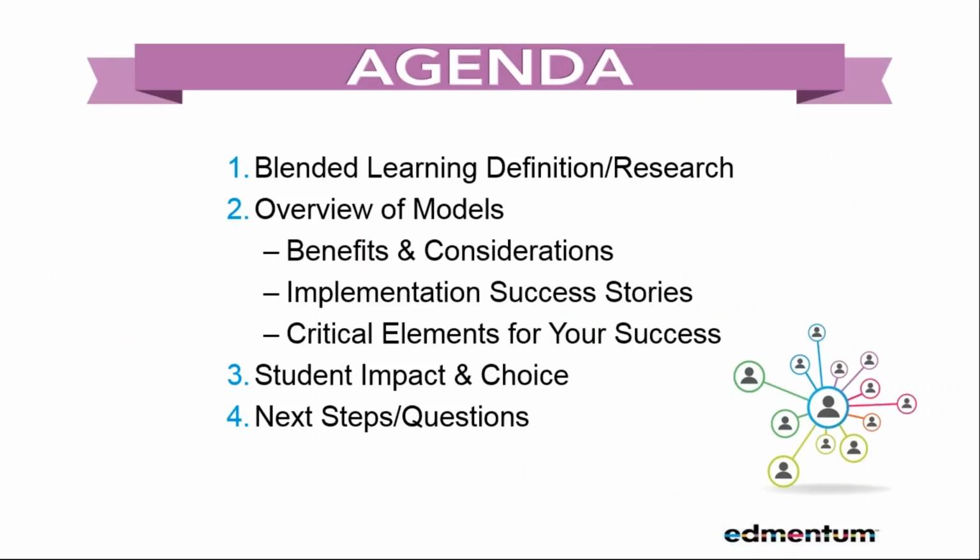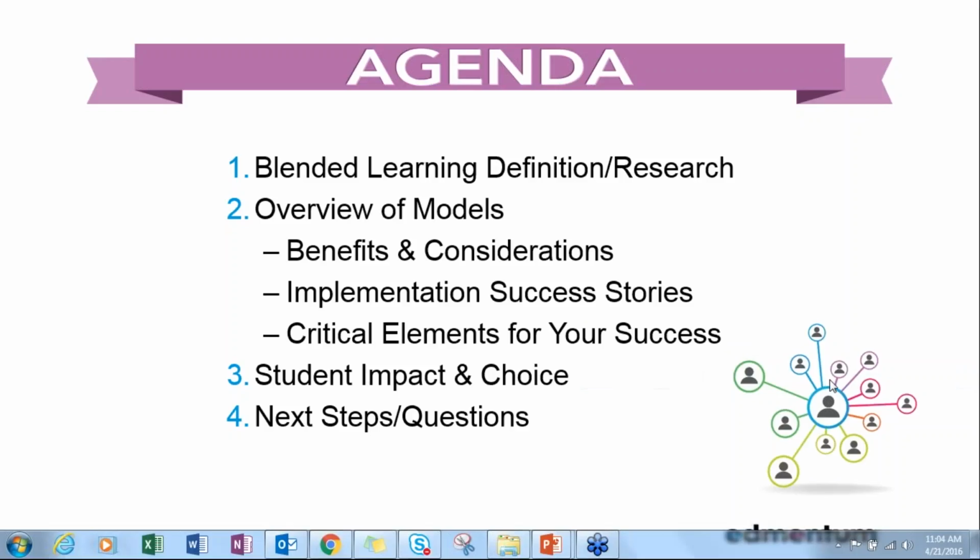So that we have some really clear and set expectations and outcomes for our time together today. Today we're really going to start by focusing on some blended learning definitions and some research. We're going to talk a little bit about the overview of some models, some benefits, some considerations, and we're going to jump into some of those success stories, some research behind some of these different models. We'll talk about the impact of student choice and agency within blended learning, and we're going to wrap up with some next steps, including some questions going forward.